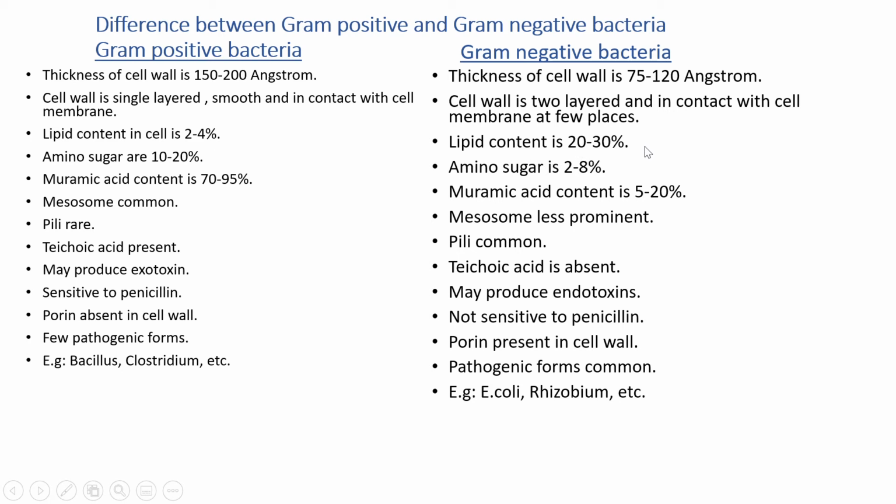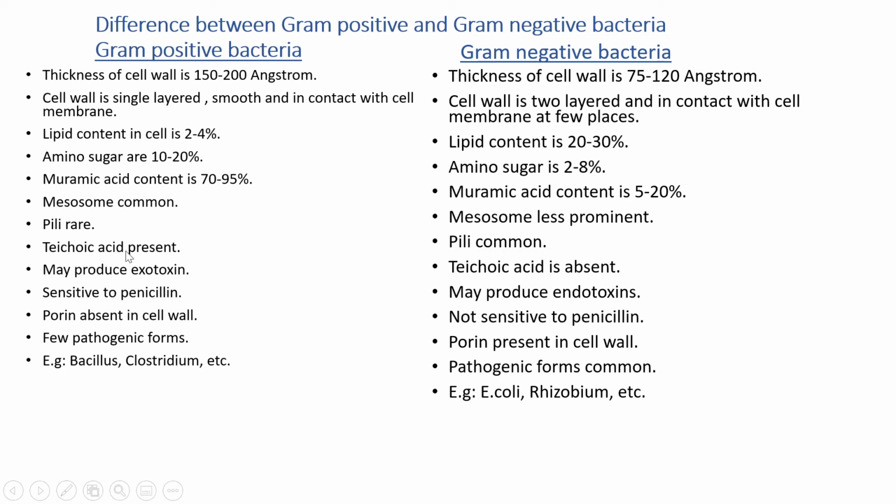is 20 to 30%. The amino sugar is 10 to 20% in gram-positive, and the amino sugar in gram-negative is 2 to 8%. Muramic acid content is 70 to 95% in gram-positive bacteria, but it is very much less in gram-negative bacteria, which is 5 to 20%. Mesosomes are common in gram-positive bacteria. Mesosomes are less prominent in gram-negative bacteria. Pili are rare in gram-positive bacteria. Pili are common in gram-negative bacteria.